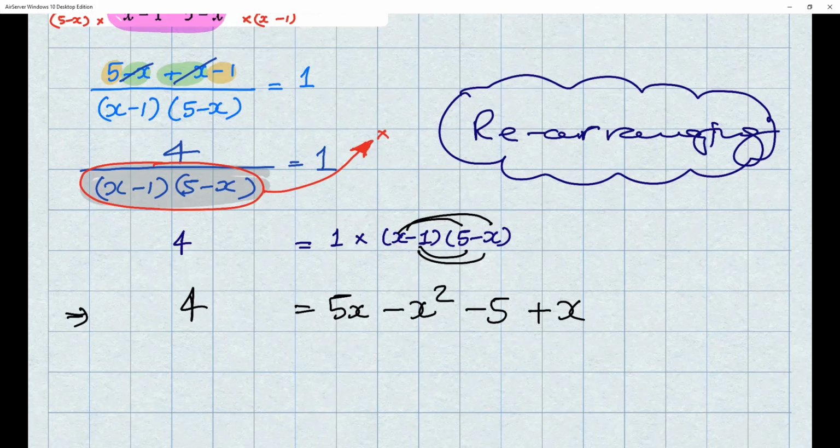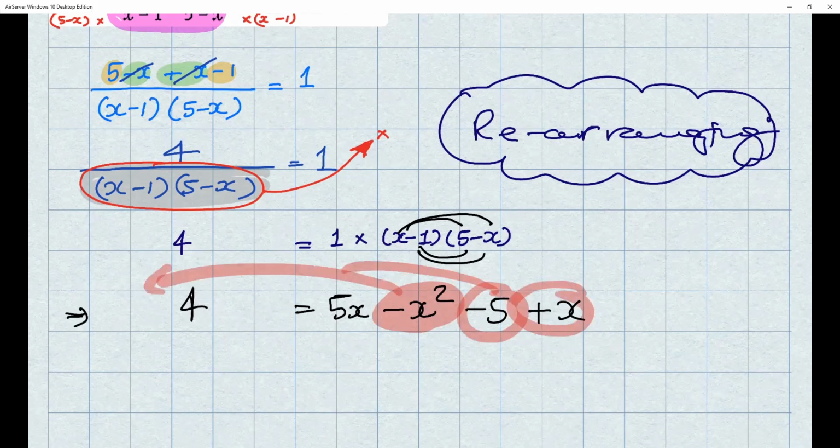Now, in order for us to do that, we've got to make sure that we don't have a minus x squared. So minus x squared is not welcome. So we need to make the quadratic equation with a positive x squared. So in order for us to do that, we need to move everything from the right to the left. Okay, so let's do that slowly.